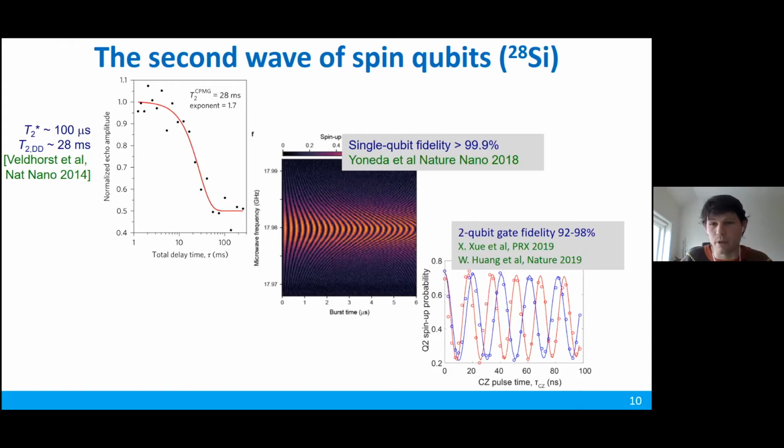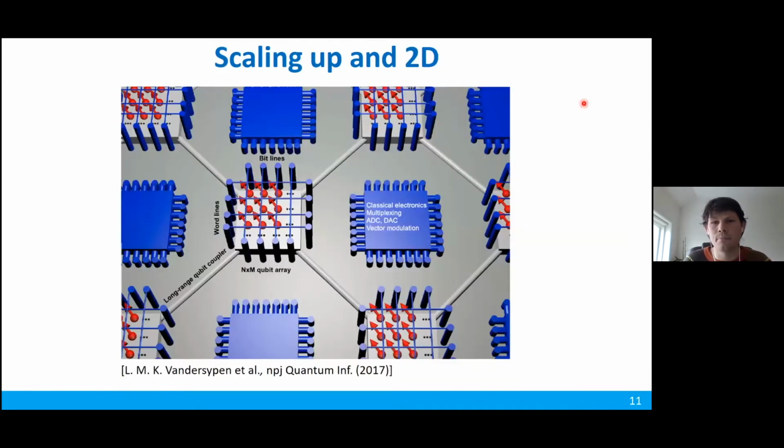So these are all really promising results, showing the control over a single and a few qubits has now achieved high levels. But then the question arises of what to do next, where to go next, and how to do this.